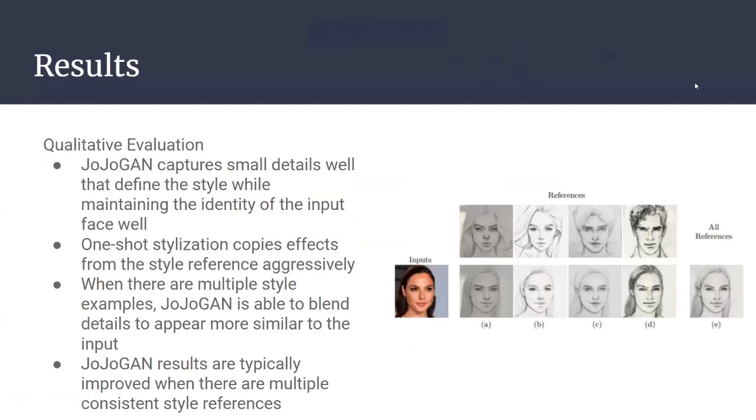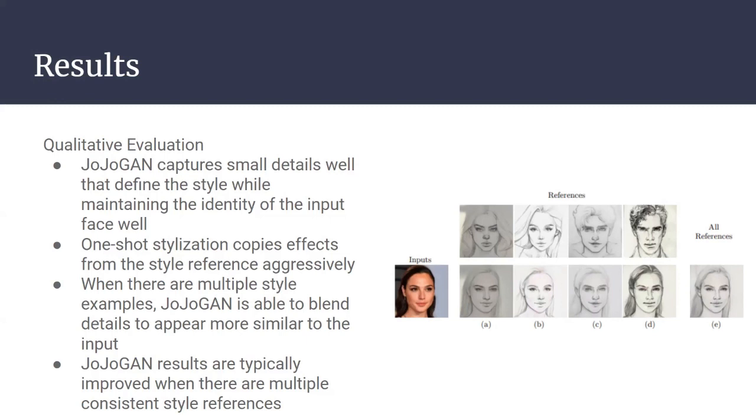So, results. The authors of the paper set up some different types of evaluation, qualitative and quantitative. To begin, I'll start with the qualitative evaluation. What they saw with JoJoGAN is that it captured small details well that defined the style while maintaining the identity of the input image well.